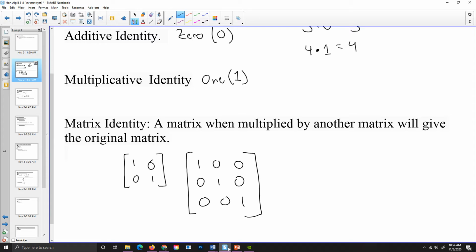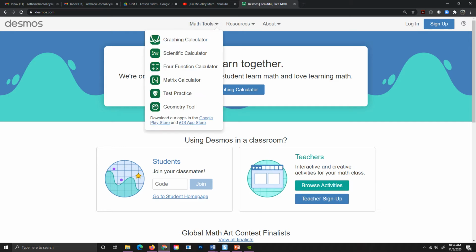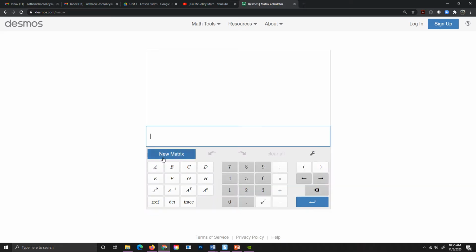And that's the only way that you're going to get a matrix identity when you multiply it by itself. We can prove that real quick if we go to Desmos. Here's Desmos, and again we're going to go to our math tools, and then we're going to hit matrix calculator. First thing we're going to do is hit new matrix, and we're going to go 1 enter, or 1 arrow, 2 right arrow, 3 right arrow, 4 right arrow. We're going to hit enter.